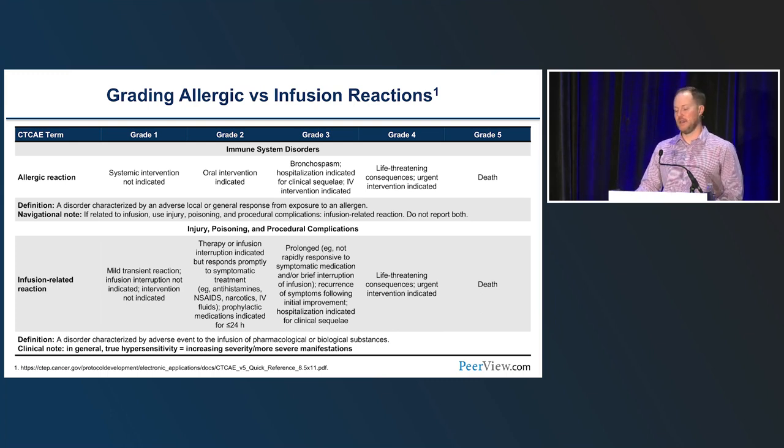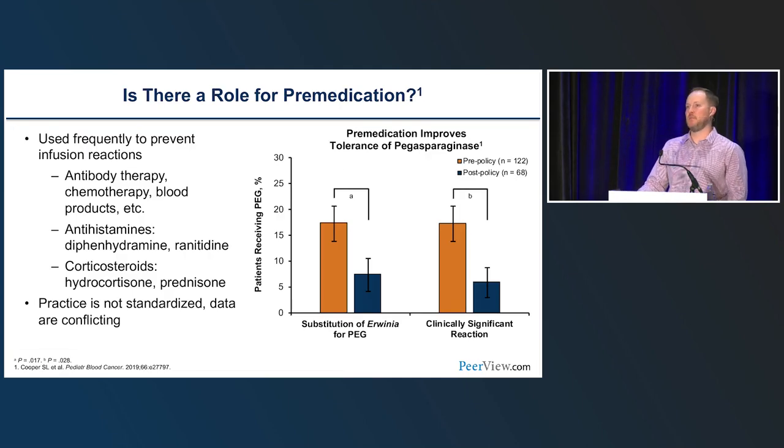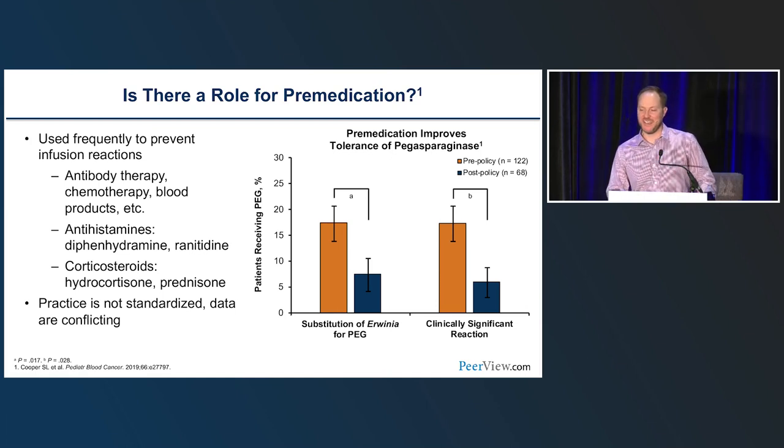In general, it can be difficult, like we say, but at the bottom there, with true hypersensitivity, you usually see increasing severity with more severe manifestations. I think the grade 2 versus grade 3 is where we get a lot of questions about this, and we certainly did in the trial. Referencing these when you're seeing your patient and trying to figure out what to do next is important. When we talk about hypersensitivity and infusion reactions, you can't not mention pre-medication.